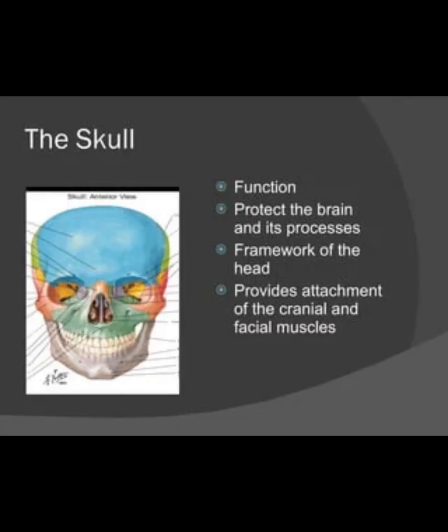Back to the cranial bones, the main functions of these bones are to protect the brain and its processes, which also includes the cerebrum and brain stem. It is a framework of the head. It provides attachment to the cranial and facial muscles, all connected to the bones.